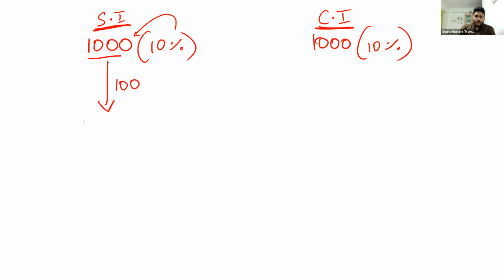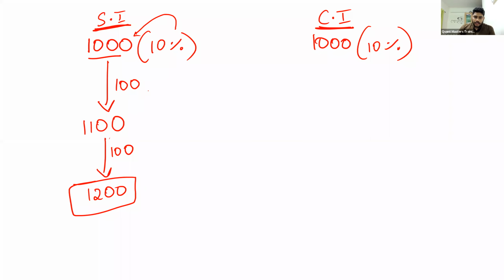At the end of 1 year, how much should I pay to the bank? 1,100. Second year, again I have to pay 100 rupees extra. Why? Because 10% of 1,000 is again 100. So at the end of 2 years, I pay 1,200. This is my total amount. And what is my total interest? 200 rupees extra I'm paying. Are you able to understand?